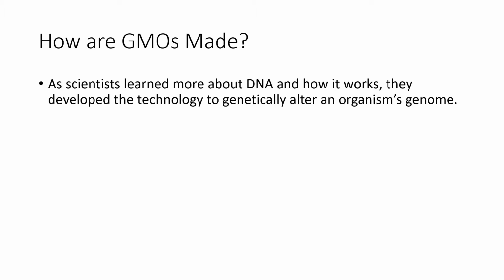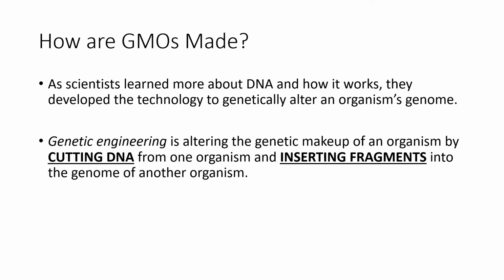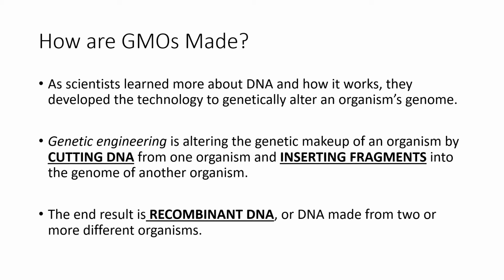As scientists learn more about DNA and how it works, they develop the technology to genetically alter an organism's genome. So genetic engineering is altering the genetic makeup of an organism by cutting DNA from one organism and then inserting fragments of that DNA into the genome of another organism. The end result is something called recombinant DNA, which is a fancy way of saying DNA that is made from 2 or more different organisms that have been recombined together.